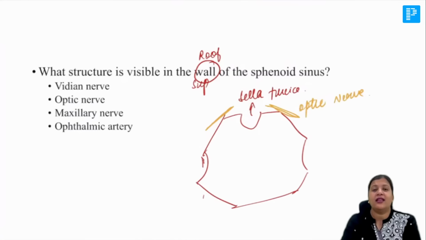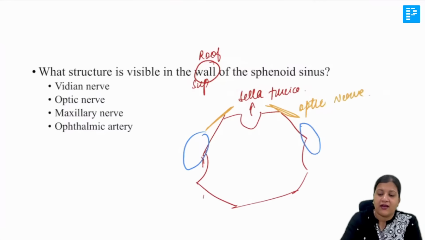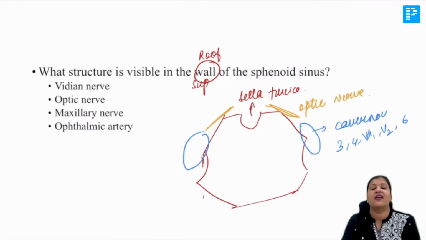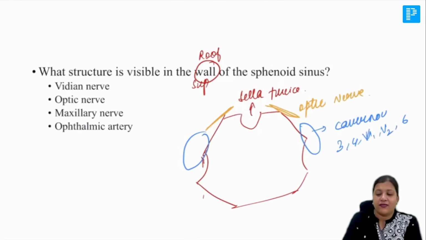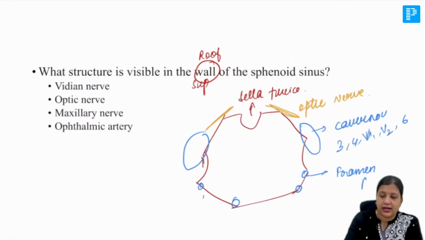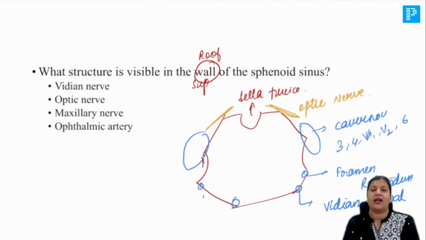Correct? And then in the lateral wall, we have got the cavernous sinus. In the cavernous sinus, what are the contents? We have got the third, fourth, ophthalmic and maxillary division of the trigeminal nerve and the sixth nerve. And the floor is related to two canals. We have got the foramen rotundum above and the Vidian canal below. So these are the two canals, foramen rotundum and the Vidian canal.